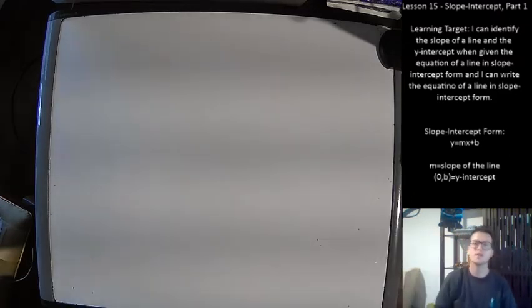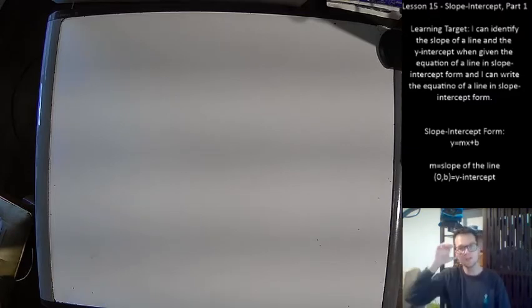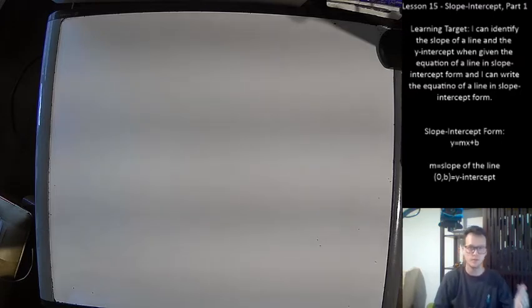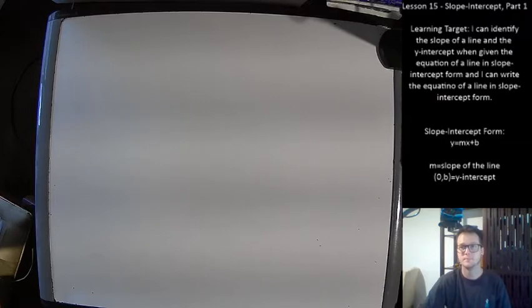Okay, you can see the learning target above. It says, I can identify the slope of a line and the y-intercept when given the equation of a line in slope-intercept form, and I can write the equation of a line in slope-intercept form. I know that seems like a lot, that seems really overwhelming. I'm here to tell you it shouldn't be that challenging based on the things that we've learned prior to this point. We're familiar with slope, and we're familiar with y-intercepts. Now we're just going to put it together within the equation of a line.